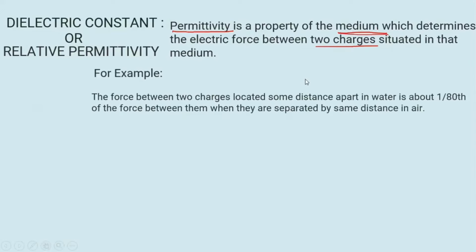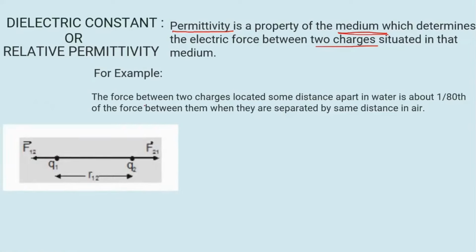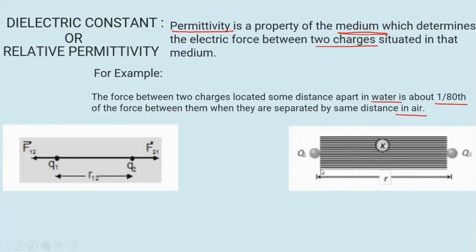So what is the role of the medium? With the help of an example, we can find that the force between two charges located some distance apart in water is about 1/80th of the force between them when they are separated by the same distance in air. What does this statement mean? Suppose we have two charges Q1 and Q2 present in air, separated by a certain distance. Naturally a force of magnitude F will be present between these two charges.